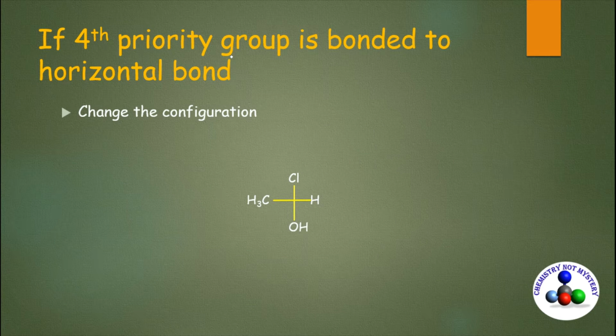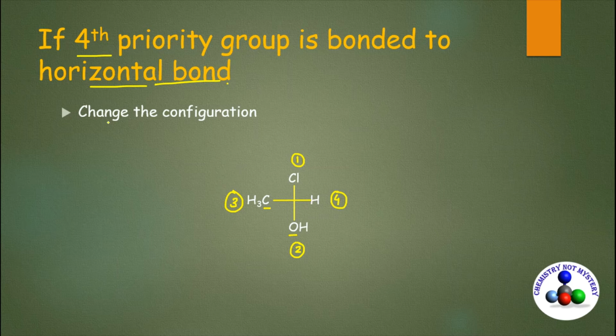What happens if the fourth priority group is bonded to the horizontal bond? Here, first you have to rank the atoms that are directly bonded to the chiral center. In CH3, carbon is directly bonded. In OH, oxygen is directly bonded to the chiral carbon. So, chlorine will get the first priority. OH will get second priority. Methyl will get third priority and hydrogen will get the fourth priority. But here, fourth priority group is bonded to the horizontal bond and this is wrong.